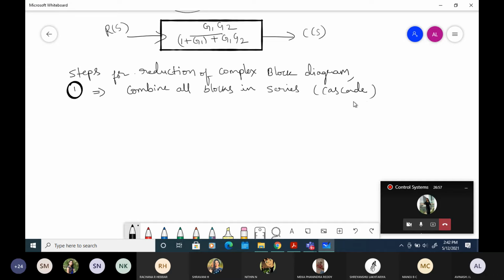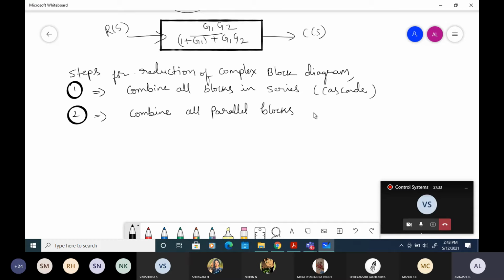The first step: if in the block diagram, at any point, there are two blocks which are in series, combine them. That means cascading, just multiplying the gain values. Clear? The second step is: combine all parallel blocks. Here it is addition, G1 plus G2, if anything is there.